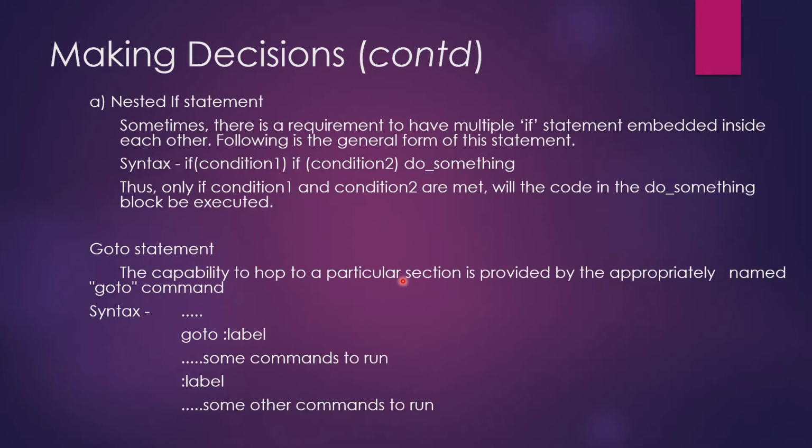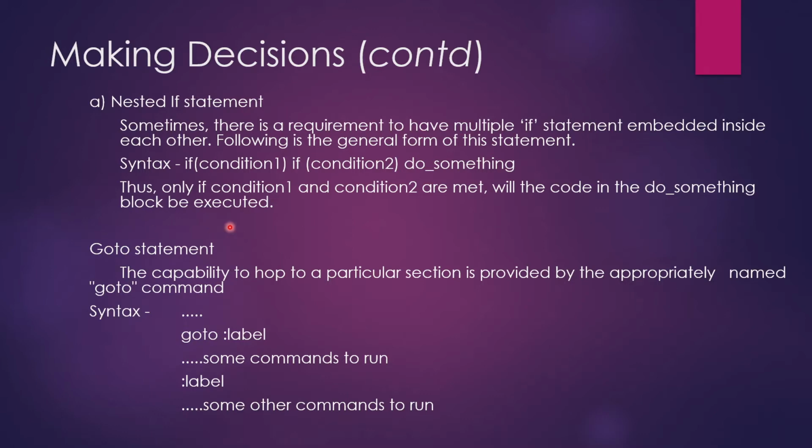The next statement is nested if. Sometimes there is a requirement to have multiple if statements embedded inside each other. Following is the general form of this statement. The syntax looks like this. If, there would be a condition, and then again there is an if, and there will be another condition. Thus, only if condition 1 and condition 2 are met, the code inside the do something block will be executed. What we generally do is we use the goto statement with it.